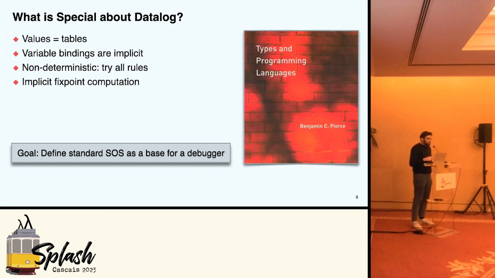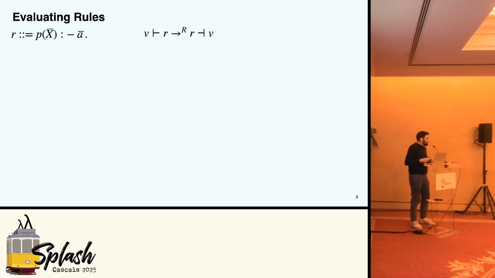So the goal of this paper is to define a small step operational semantics for top-down evaluated Datalog, and we use that as a basis for a debugger. And this small step operational semantics should be as standard as possible. And we follow the top-down evaluation strategy, query-subquery, that is known from the literature.